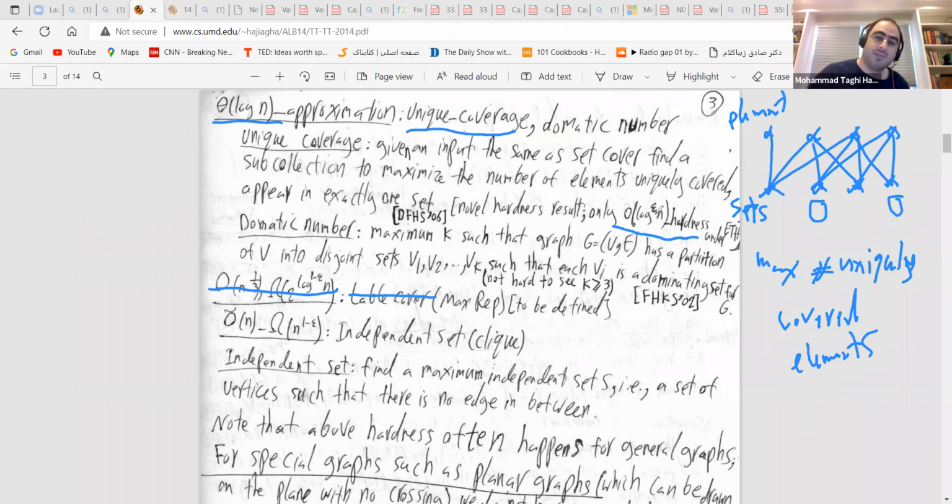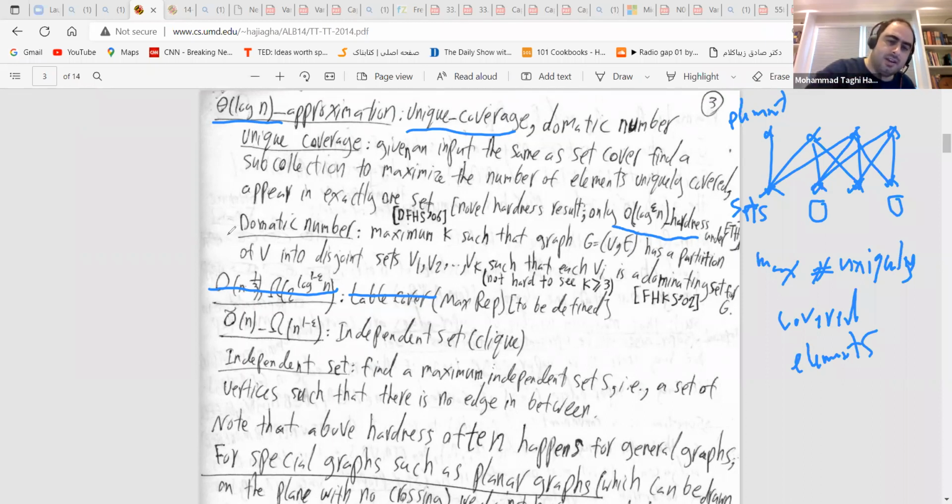This is very similar to maximum coverage. In maximum coverage, you want to select K sets such that you maximize the number of elements in the union. Here, the only difference is that I don't even say how many sets. You can select any number of sets, just one set, or 10 sets, or all sets. But the goal is to maximize the number of uniquely covered elements.